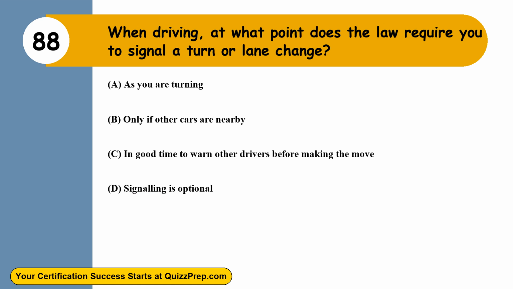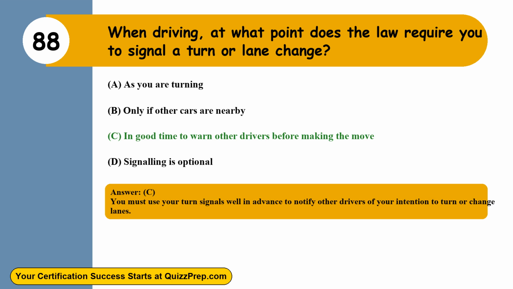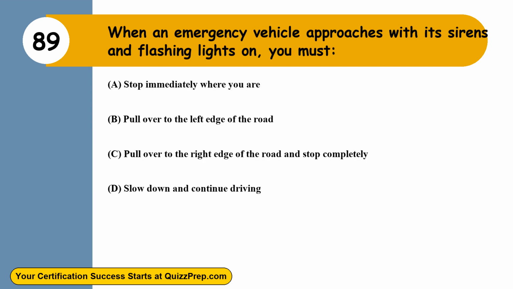Question 88. When driving, at what point does the law require you to signal a turn or lane change? Option A, as you are turning. Option B, only if other cars are nearby. Option C, in good time to warn other drivers before making the move. Option D, signaling is optional. The correct answer is option C. In good time to warn other drivers before making the move. You must use your turn signals well in advance to notify other drivers of your intention to turn or change lanes.